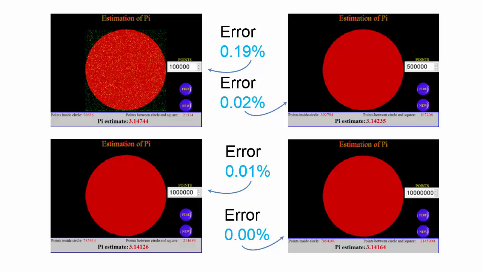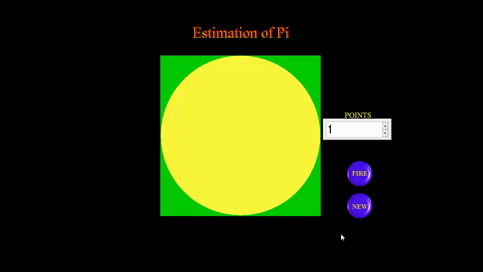Now let's see the program in action. When you run the program, this is the opening screen. We have our square and our circle. Over on the right, we select the number of hits, or the number of tennis balls to throw over here, and then click on Fire to begin the process. To have a new trial, we click on New.